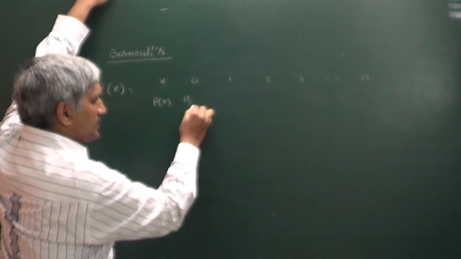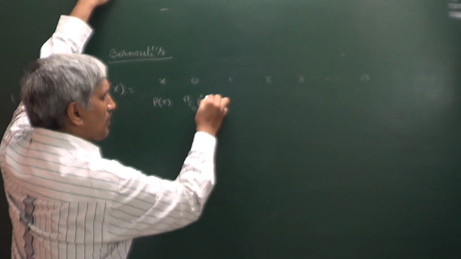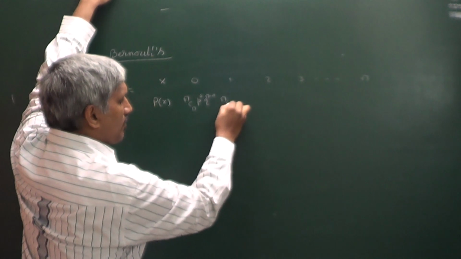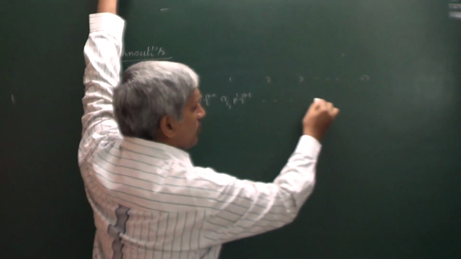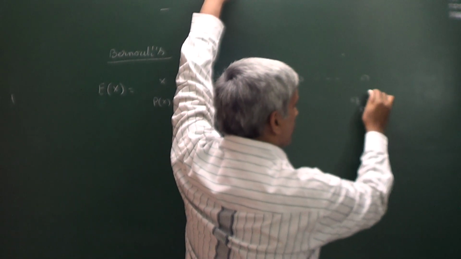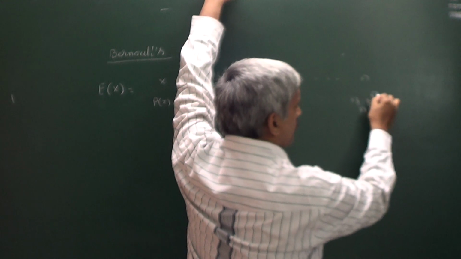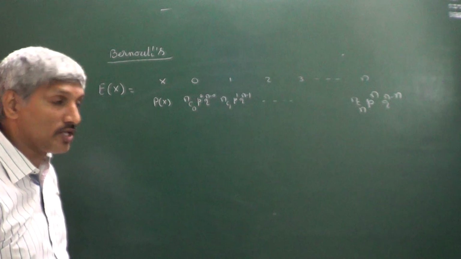Right? So that is nC0 into success power 0 into failure power n minus 0, nC1 into p power 1 into q power n minus 1 and so on. Finally nC n into p to the power of n into q power n minus n. How to find out the mean?